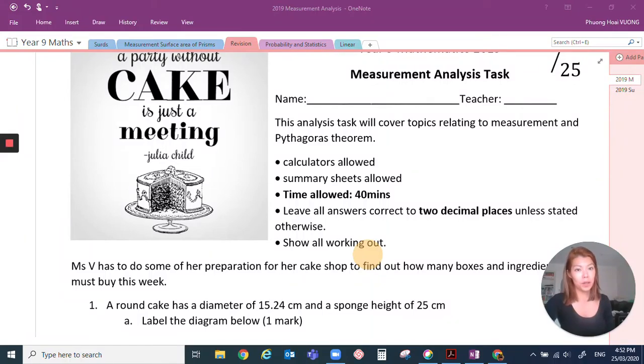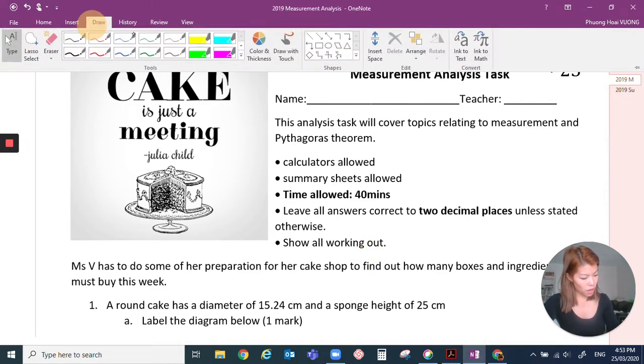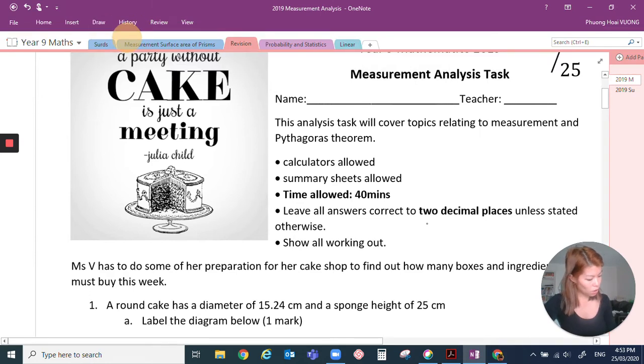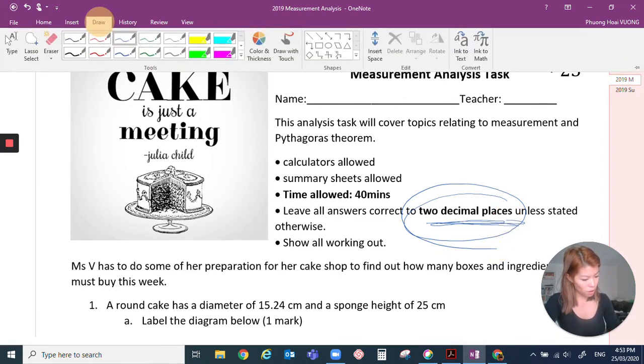Hello, today we're going to do the measurement analysis task, which involves 6.3 Pythagoras theorem as well as measurement. So let's have a look at this. First of all, be very careful that the whole task is asking you to do it to 2 decimal places. So I would highlight this or circle it or make a mark to remind myself to do so. I'm going to try to pick a pen.